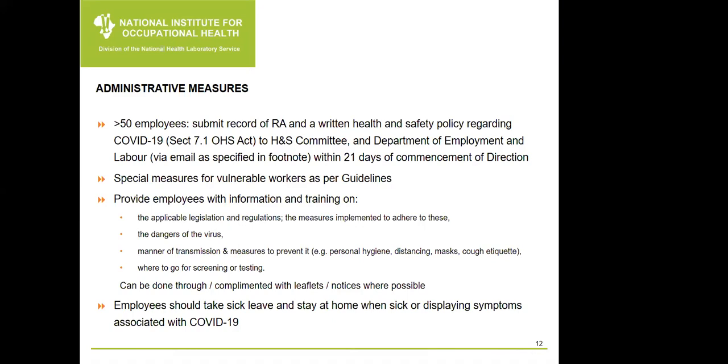And this information can also be done through or complemented with leaflets or notices where possible. We also know that the more visual information is, if you can distribute information in a visual manner, it draws attention and people are constantly reminded of that. Employees should take sick leave and stay at home when they are sick or displaying symptoms that can be associated with COVID-19.